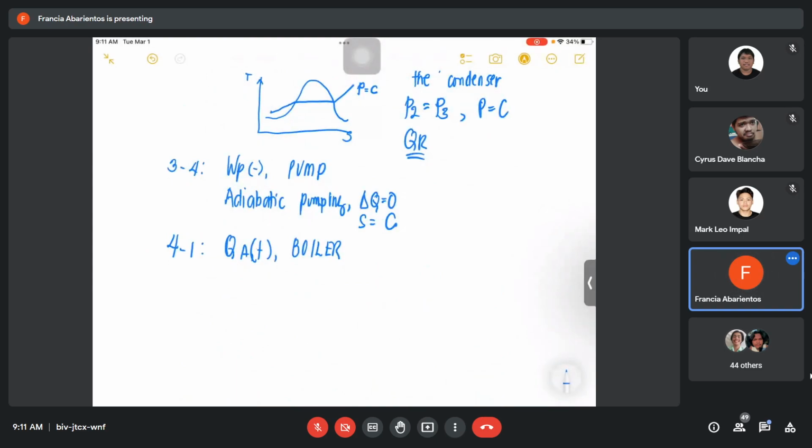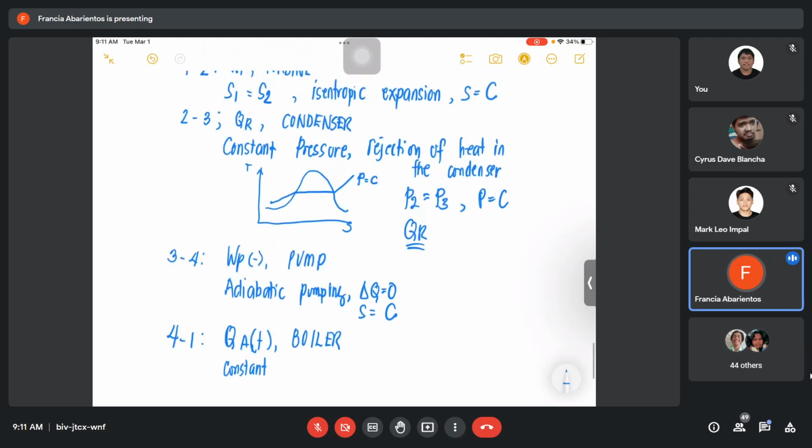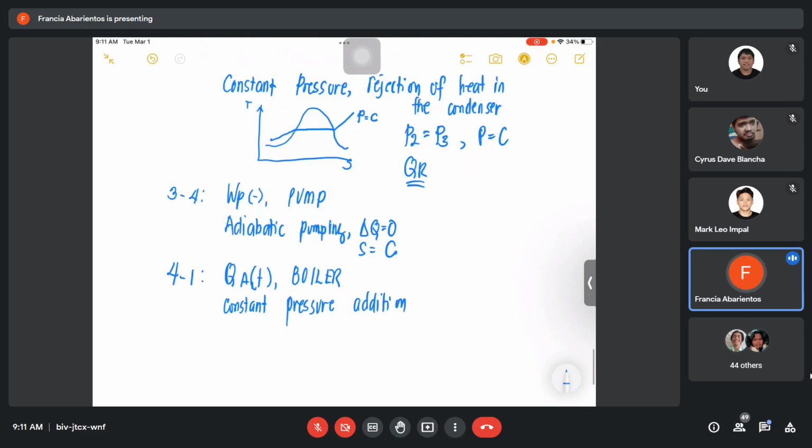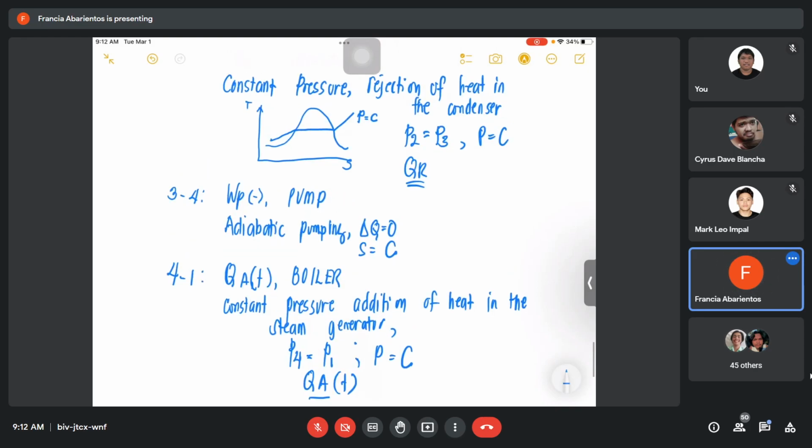Anong nangyayari, class? We have a constant pressure, same as the process in the rejection, ha? Pero constant pressure, addition of heat in the steam generator or the boiler. Ayan, parehas din siya ng TS. So, we have the pressure 4 is just equal to pressure at point 1 kasi yung pressure nga natin is constant. Magkakaroon ng heat addition, heat added. Okay. Yan. So, this is now the processes.